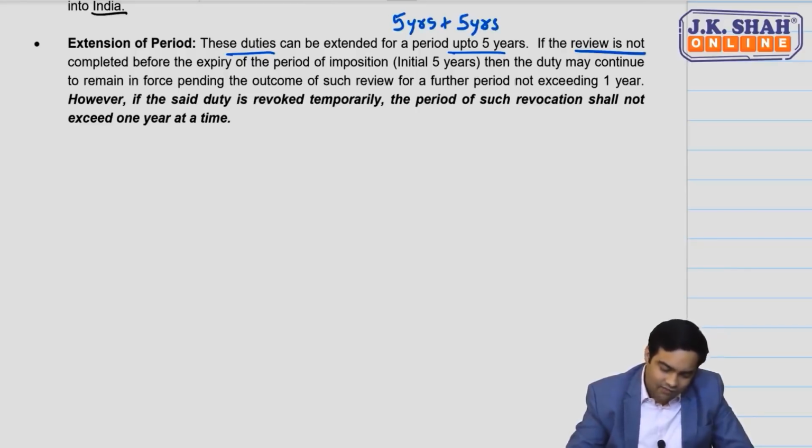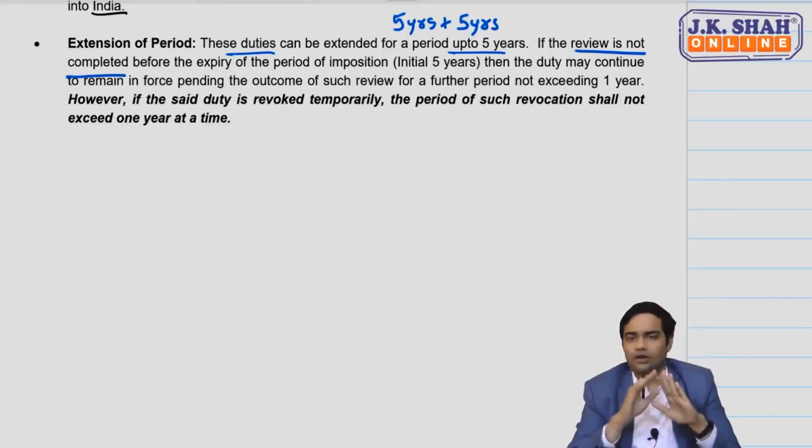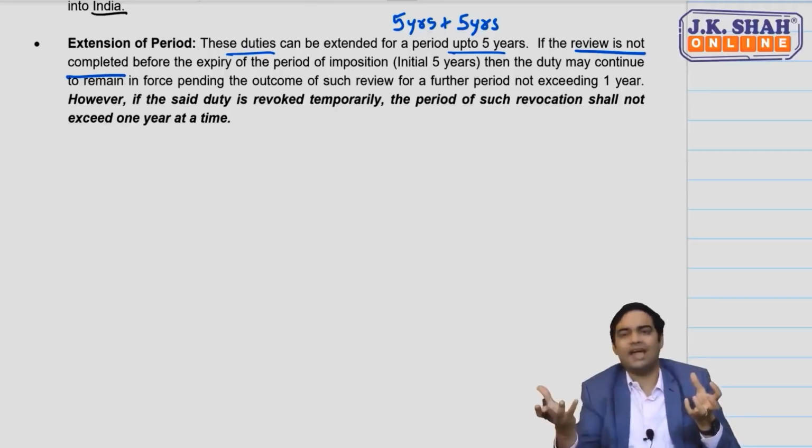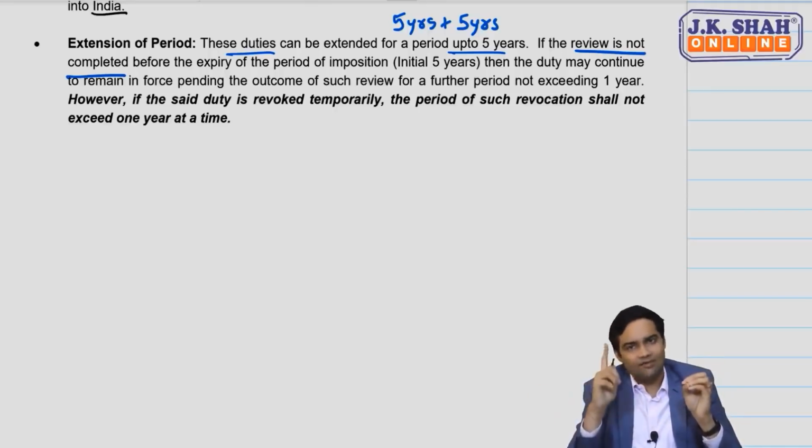Now if the review is not completed, say suppose government has put anti-dumping duty for 5 years, it's notified, and the moment that 5 years expires, say suppose the review of whether it should be added again is not completed, then it will still remain valid for 1 year. Plus, if government is revoking it, then the period of such revocation shall not exceed 1 year at a time.